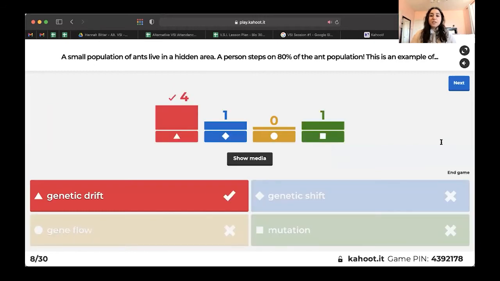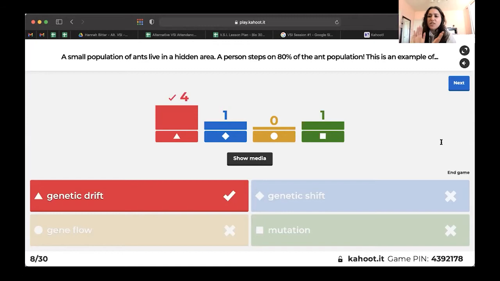Okay, I'm glad to see that most of us got this right. So genetic drift, like I said in the last question, think of the D as disaster. So in this example, a person stepped on the ant population. This is like a catastrophe, a random event. So this would be genetic drift.